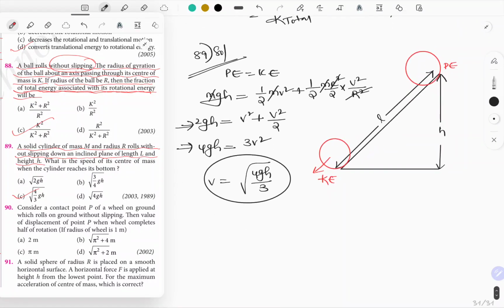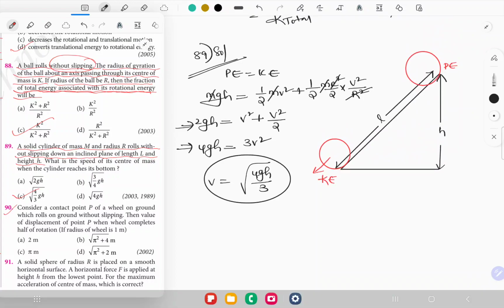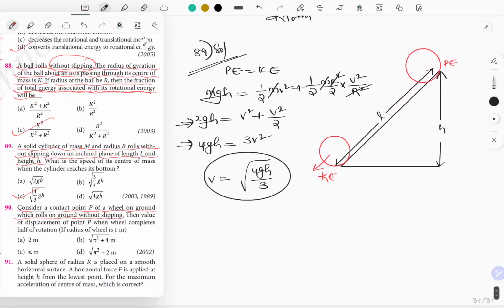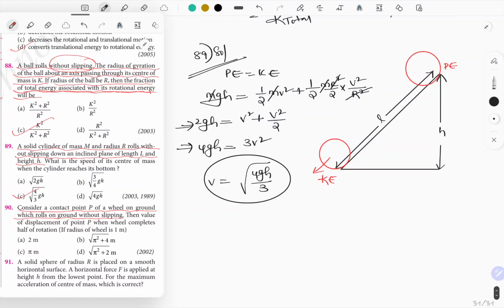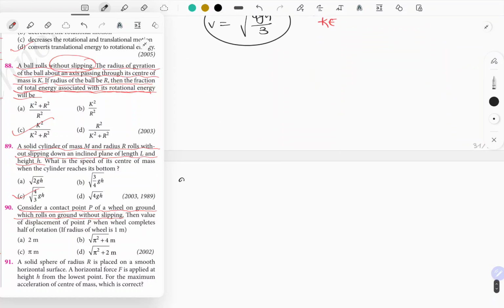Question number 89, is it clear? Very good. Next, let's solve question number 90. Consider a contact point P of a wheel on the ground which rolls on the ground without slipping. Without slipping in the sense it is rotating. Question number 90.